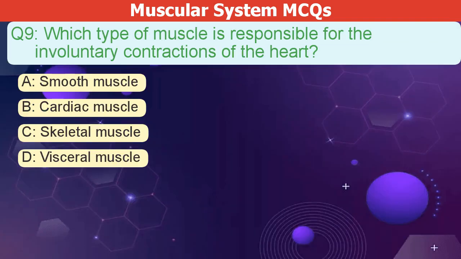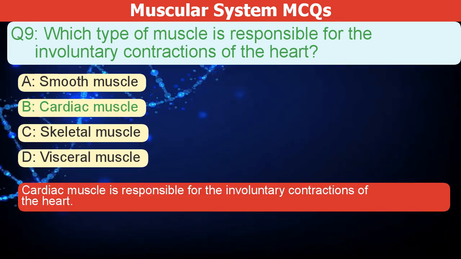Which type of muscle is responsible for the involuntary contractions of the heart? A. Smooth muscle. B. Cardiac muscle. C. Skeletal muscle. D. Visceral muscle. The correct answer is B. Cardiac muscle is responsible for the involuntary contractions of the heart.